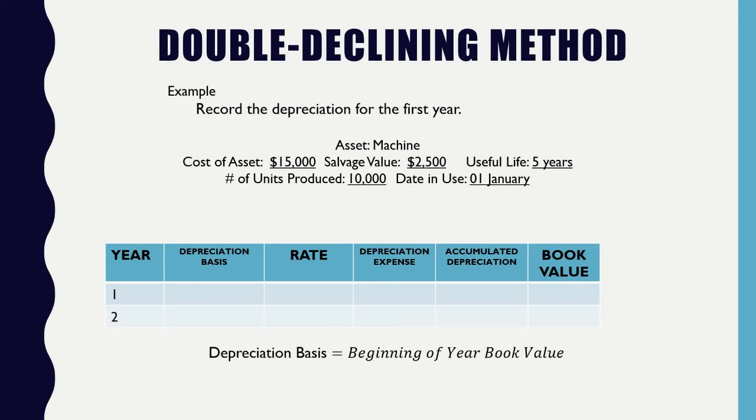Here it says to record the depreciation expense for the first year. Here you have a machine. Its cost was $15,000. Its salvage value was $2,500, and its useful life is 5 years. The number of units that it could produce is 10,000, and the date that you place into service is January 1st. Now, assuming that we're going to be depreciating it for the whole year, December 31st will be when we actually make our adjustment entry.